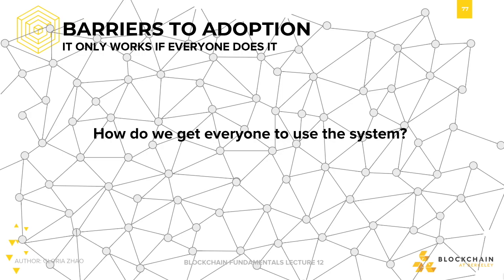Another barrier to adoption is that most blockchain use cases only work if everybody does it. Take supply chain. Let's say one company does it. It doesn't work because you're trying to cover the whole supply chain. If anything goes through a system that is not blockchain enabled, then it doesn't have a history on the blockchain.